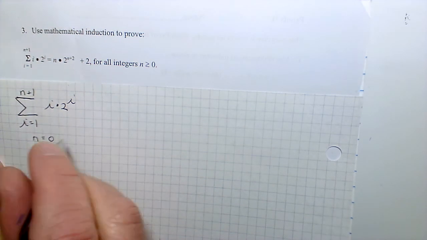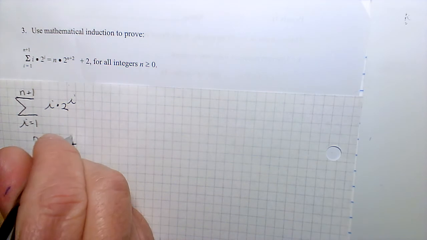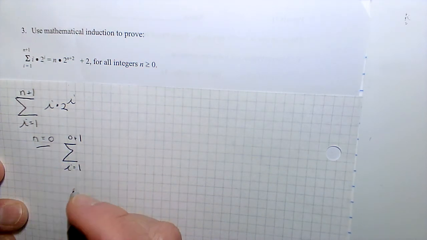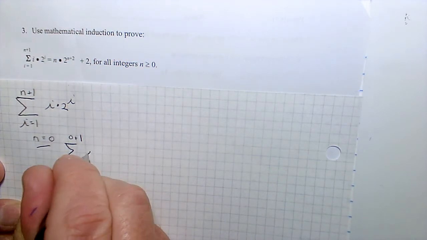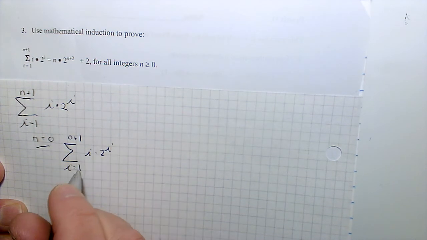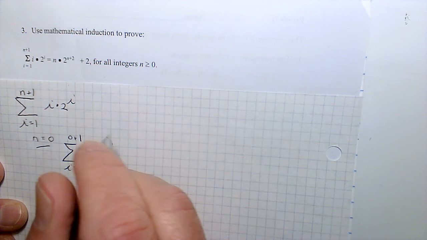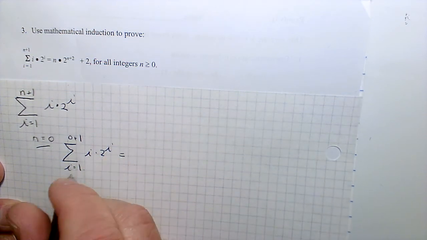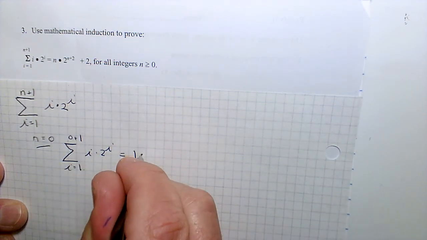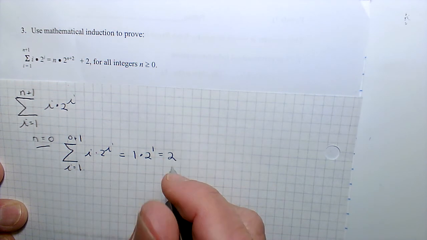And when n is equal to 0, let me write my summation over here. We're going to have 0 plus 1 at the top, i equals 1 at the bottom of the summation, and it's i times 2 to the i. So we're going to go from 1 to 0 plus 1. In other words, we're going from 1 to 1. There's going to be just one term, and the value of i in there is going to be 1. So it's 1 times 2 to the first, or 2.